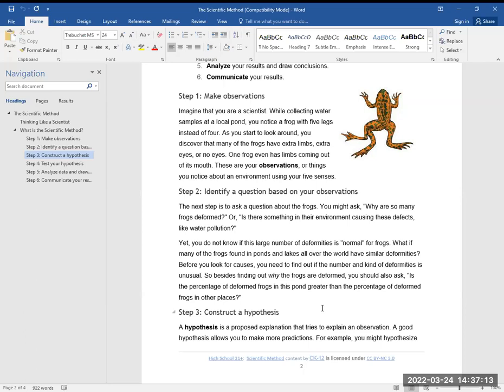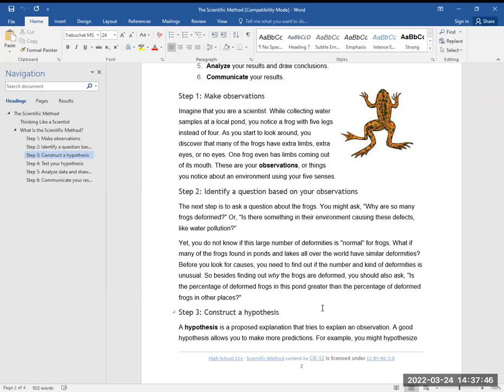Sweet. Step 2 is to identify a question based on your observation. Naturally, if you find all these frogs and they have limbs coming out, you're probably going to think, why are they so deformed, right? Why are there so many deformed frogs? That's basically it, naturally. So follow that natural process. Or maybe your question is, is there something in the environment causing this defect, like water pollution? Because it's not natural for frogs to look like that.